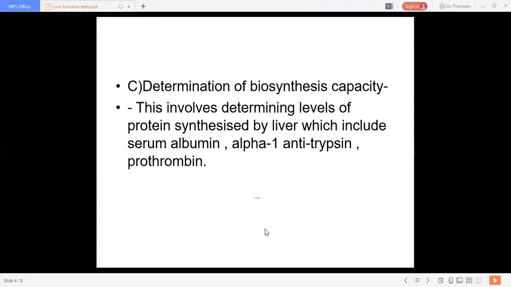Yes, this is very important. What is the normal value of GGT? Normal values of GGT, that is gamma glutamyl transferase.